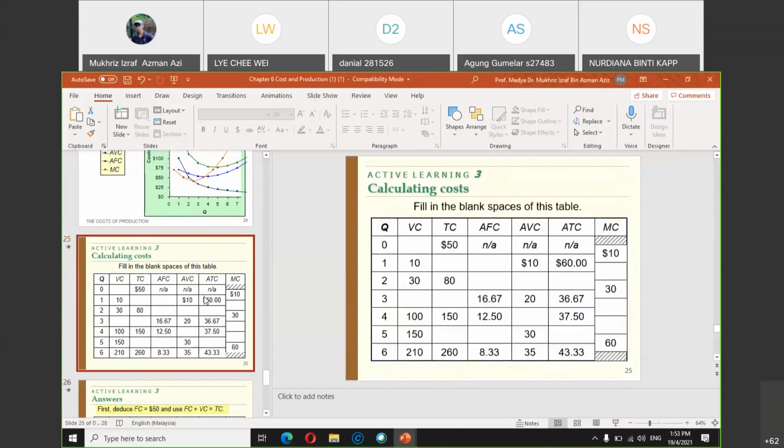For this slide, it's just for you to fill in the blanks, for you to do your own practice exercise. You can calculate or fill up the blanks here so that you know how to calculate each of the components. Certain parts are logical, because it only gives you variable cost and total cost. It does not give you fixed cost, but you know that total cost is 50, and you know that TC is VC plus FC.